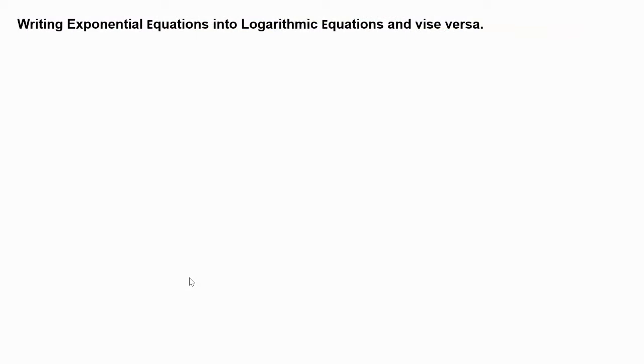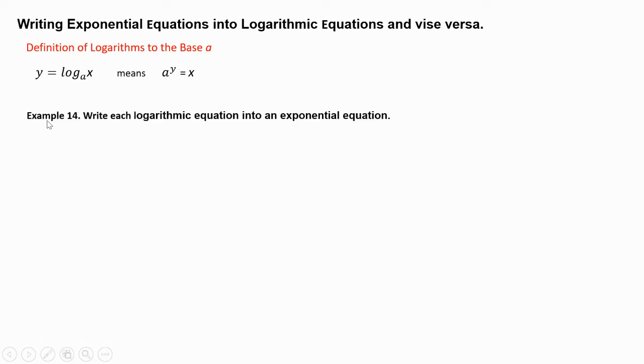Now, writing exponential equations into logarithmic equations and vice versa. The definition of logarithms to the base a: if y equals log base a of x, this means a to the y equals x. This is called logarithmic form, and this is called exponential form. Here they want you to go from exponential to logarithmic. Example 14. Write each logarithmic equation as an exponential equation. They give us log base 9 of 81 equals 2.